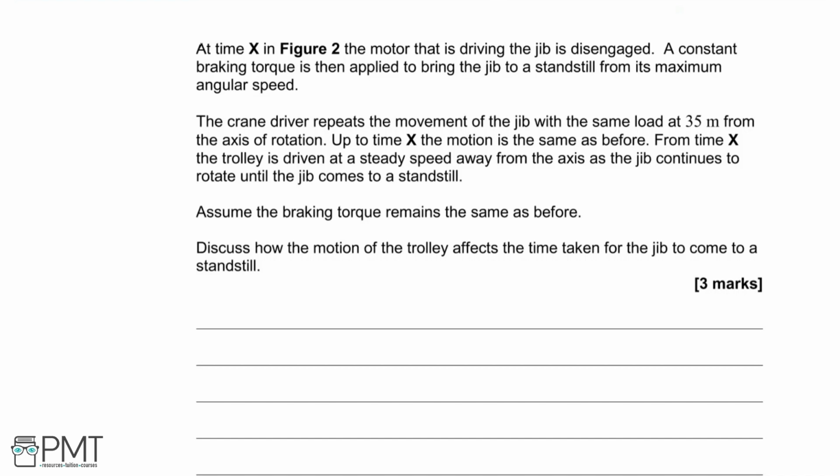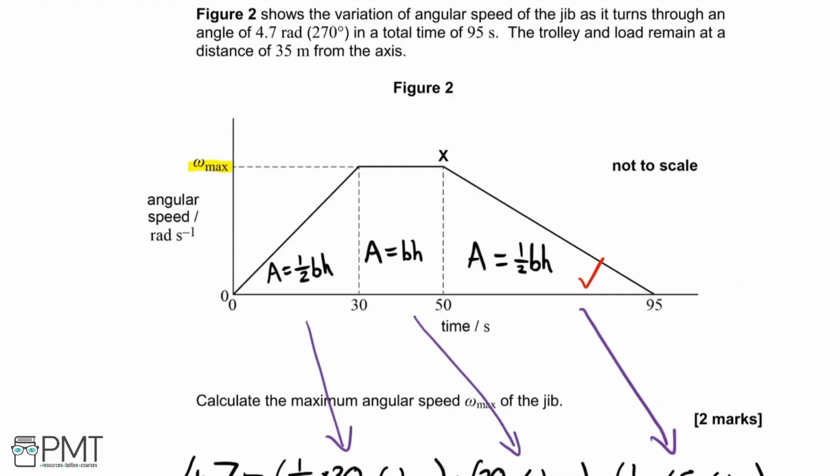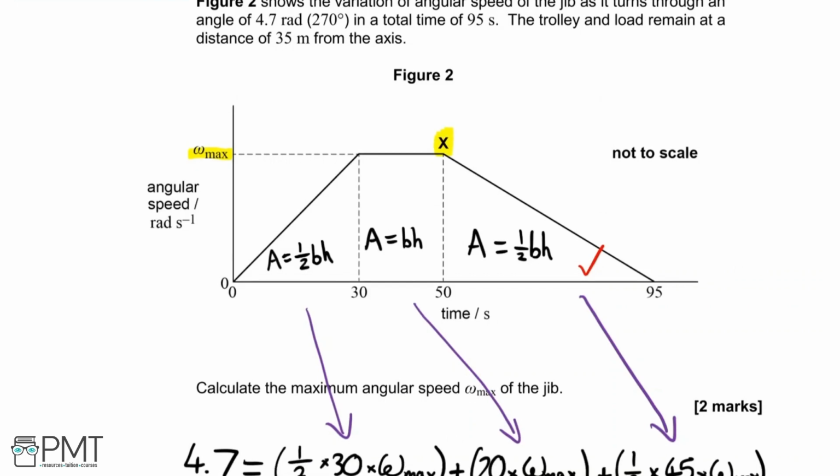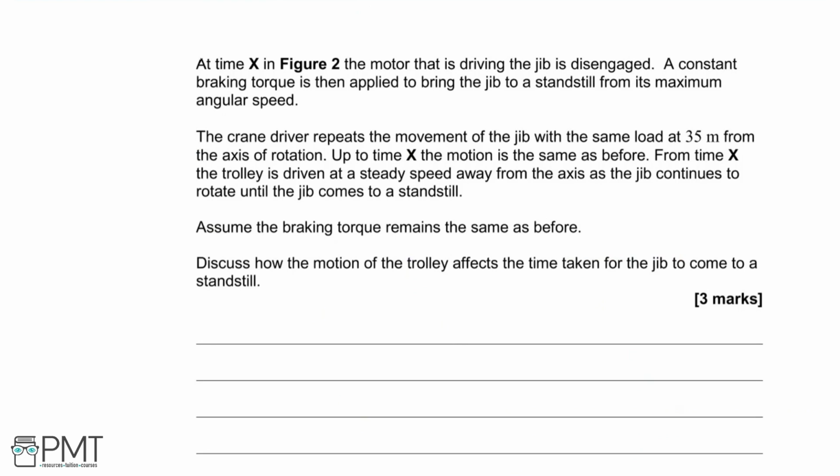Now let's just go back to figure 2 to see what's happening at time x. So we can see in figure 2 here we've got point x, and that's the point where it's disengaged. So this is the original pattern of motion, but this time the load is being moved away from the axis of rotation. So let's first of all write down the equation that links torque to moment of inertia and angular acceleration. And we can add some labels.